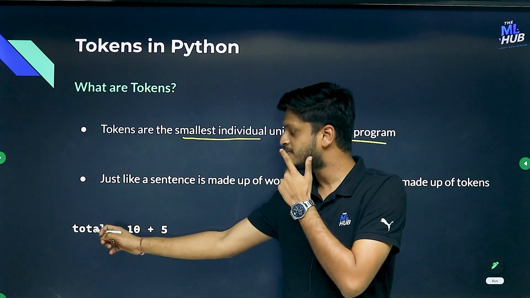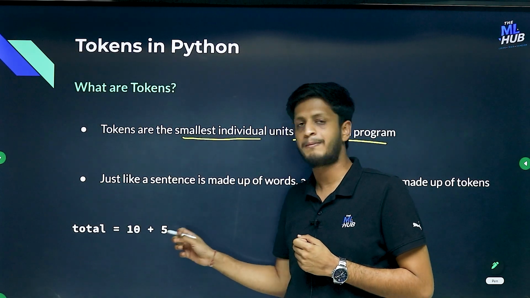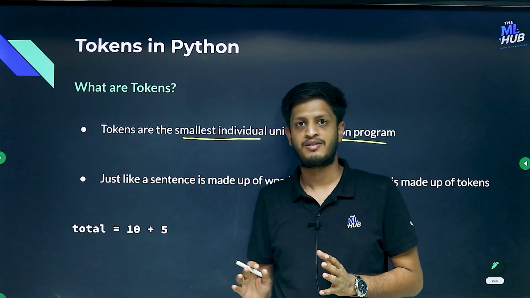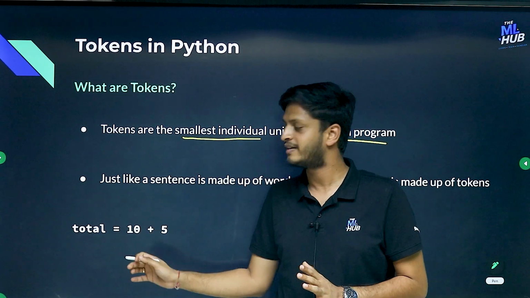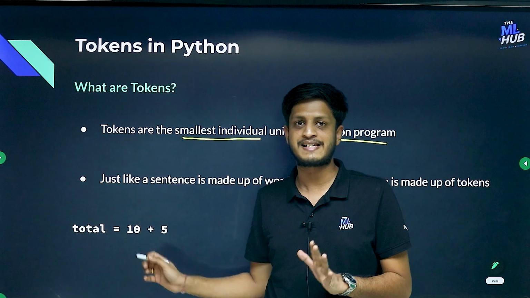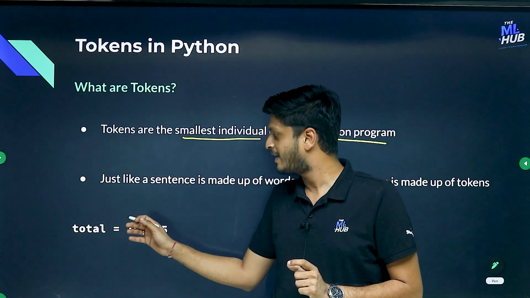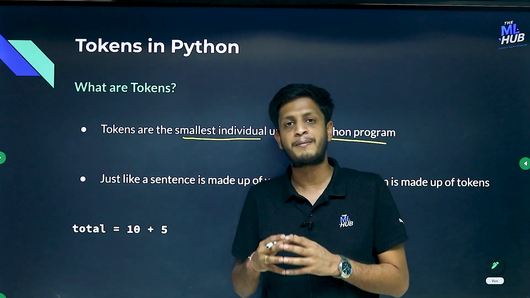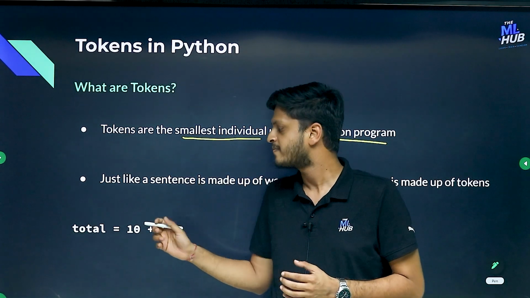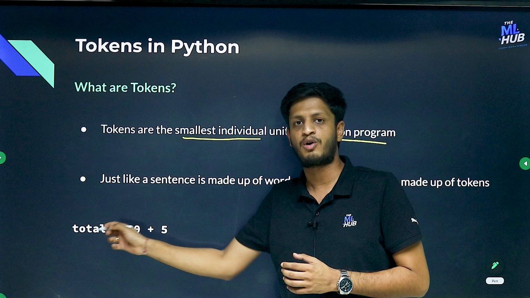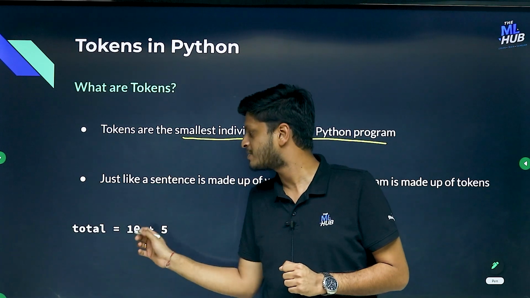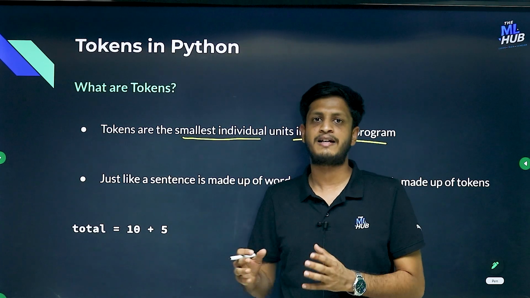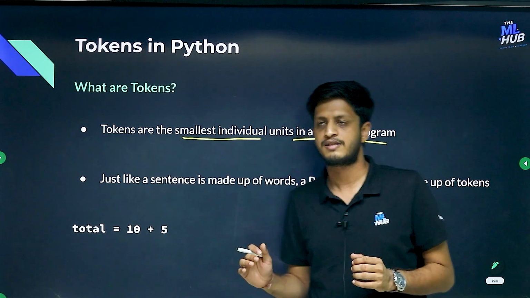So for example, if I write this particular line in Python, like total = 10 + 5, it contains different types of tokens. This is not just a single token in Python. There are actually 5 tokens in this single line of Python, and a particular Python program can have hundreds of such lines. So one particular Python program can be broken into lots and lots of tokens. At the end of this lecture, we will try to see what different types of tokens are in this particular line. But just like in English, a sentence is made up of words, in Python, a program is made up of tokens.